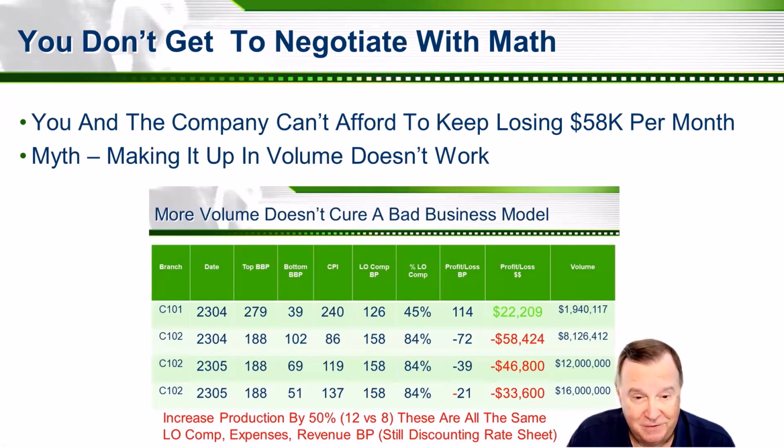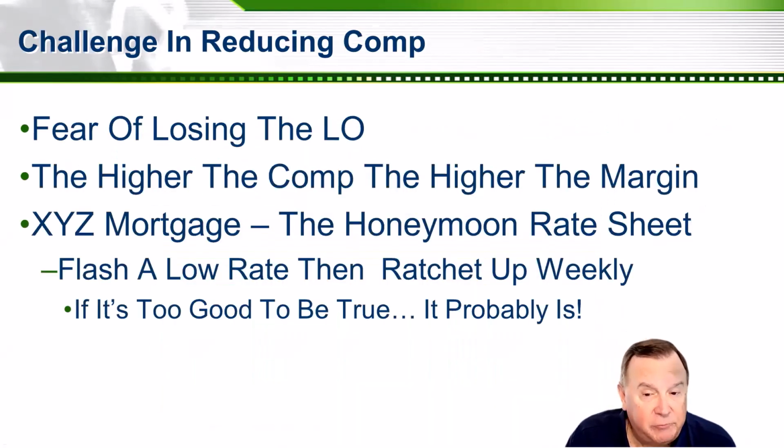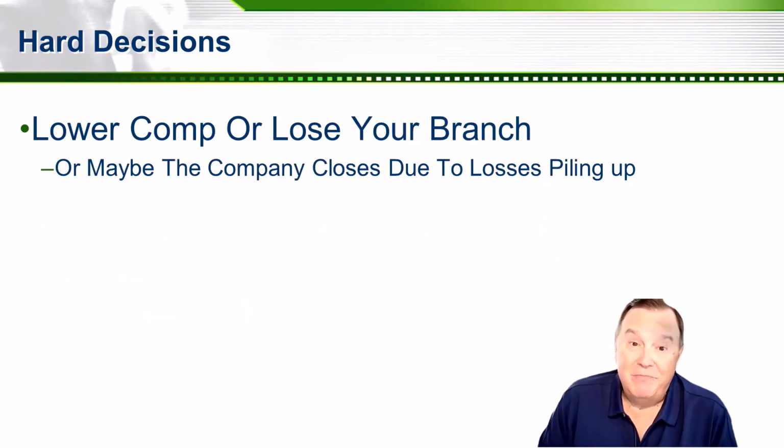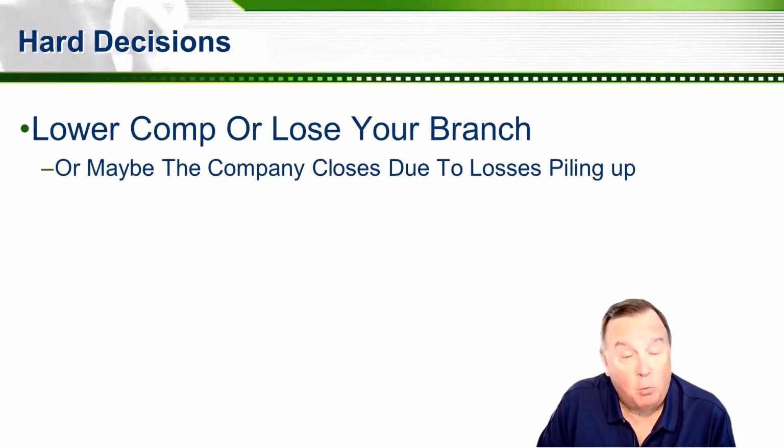We already showed you that you can't make it up in volume. The challenge in reducing comp is the fear of losing the LO. Remember, the higher the comp, the higher the margin is required on the rate sheet. If they were to leave and go to XYZ Mortgage, the common practice with the bad guys is to offer a honeymoon rate sheet and then just ratchet it up a few basis points each week until they can make the numbers work. We all know that if it looks too good to be true, it probably is. Trust me, this is a hard decision to make, and you've got one of two choices. Either adjust the LO comp, or if the losses continue, you may have to shut down the branch, or for that matter, the whole company.